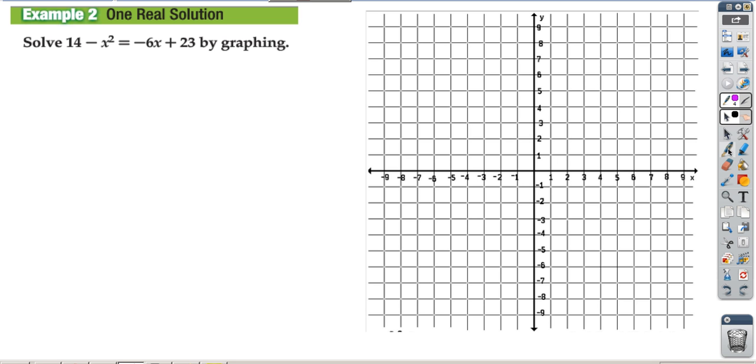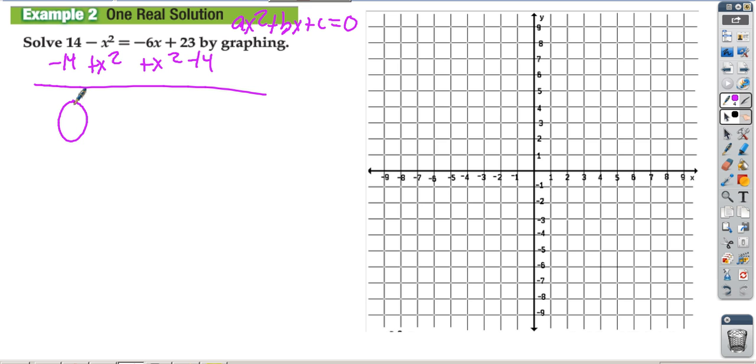Okay. Solving this by hand, so again later we'll show how to do it on a graphing calculator, but solve this by hand. So first thing is we always want to put this in standard form, which looks like this. It means that it equals 0. So we can make this 0 by adding x squared and by subtracting that 14. So now we have 0 equals x squared minus 6x, and then 23 minus that 14 would be 9.